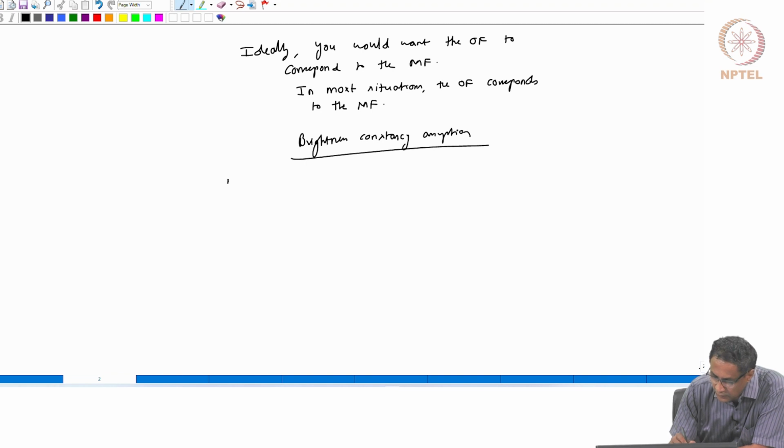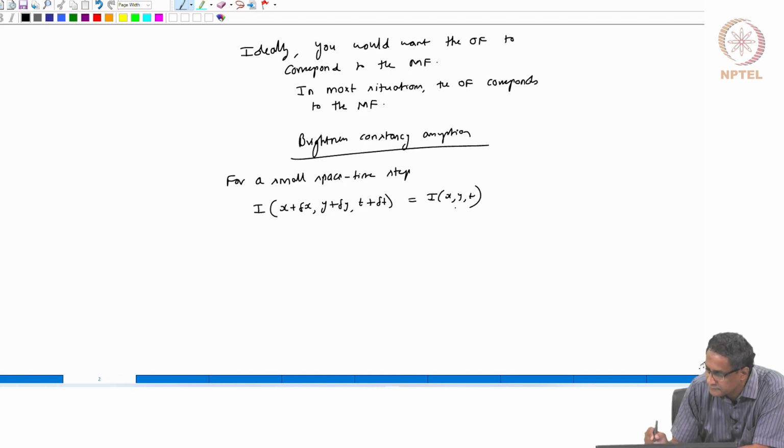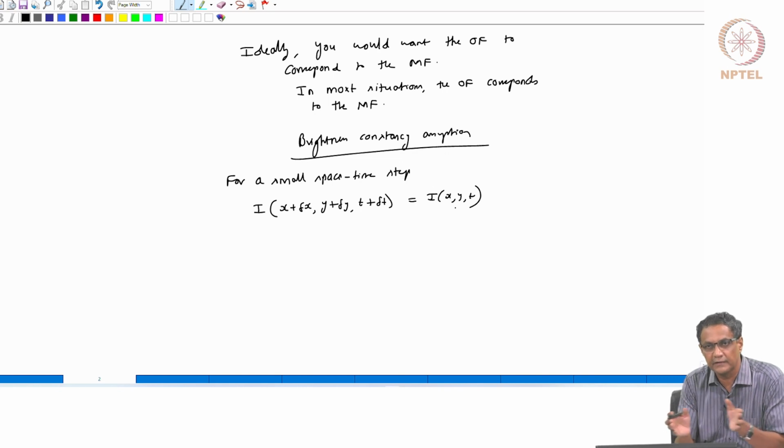So for a small space-time step, that means both in space and in time, you can assume that I, your intensity frame, I of x plus delta x, y plus delta y, and t plus delta t is equal to I of x, y, comma t. That means in the immediate neighborhood, both temporally and spatially, you can assume that the intensities haven't changed much. It is a reasonable assumption to make.